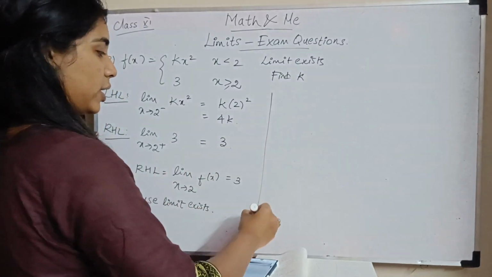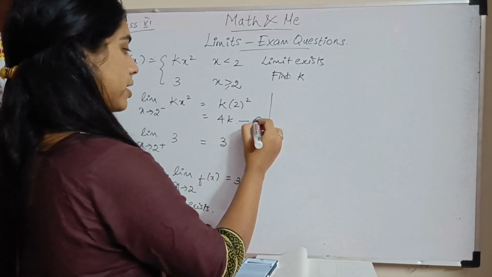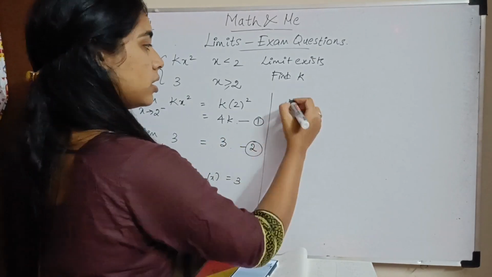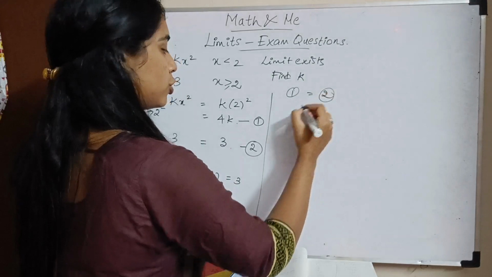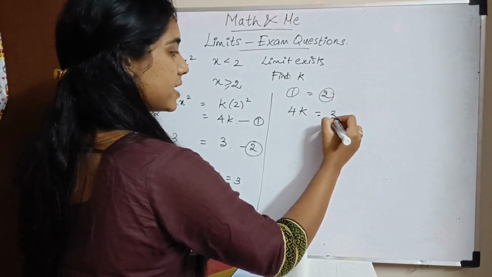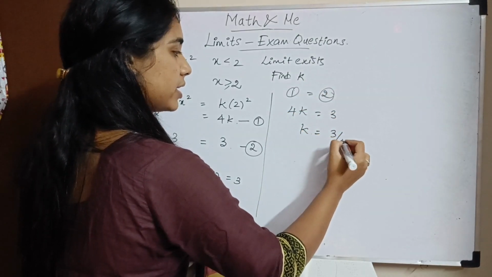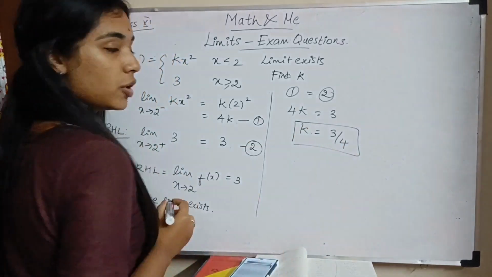So when you equate the one and the two, one is equal to two. So what do you have? 4k is equal to 3. k is equal to 3 by 4. Okay?